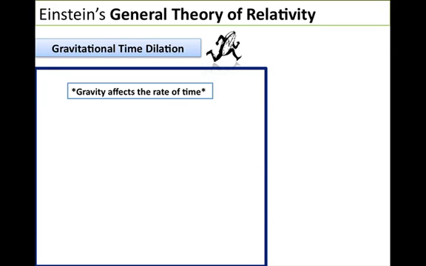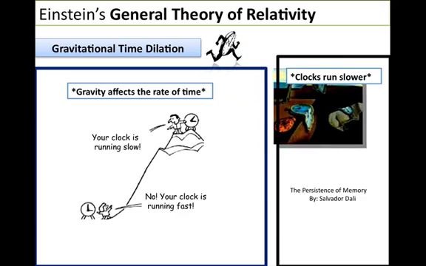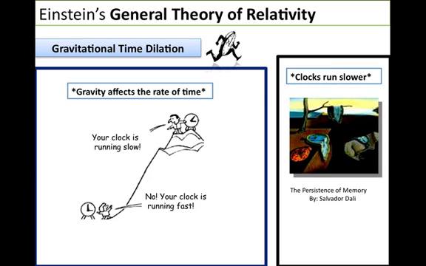In Einstein's general theory of relativity, gravitational time dilation explains how gravity affects the rate of time. A person on a high spot of a mountain will have a faster time on their clock than the person closer to the floor. Clocks run slower in regions of lower gravitational potential.